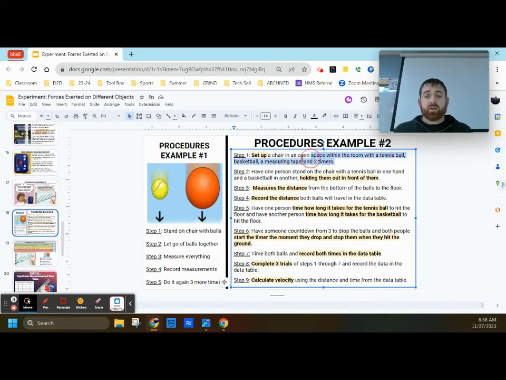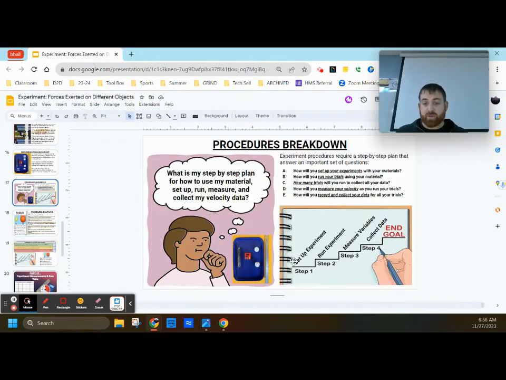Step 1. Set up a chair in an open space within the room with a tennis ball, basketball, measuring tape, and 2 timers. So notice this is the setup portion, step 1, how we're setting it up. Step 2, have one person stand on the chair with the tennis ball in one hand, the basketball in the other, holding them out in front of them. Step 3, measure the distance from the bottom of the ball to the floor. Step 4, record the distance both balls will travel in the data table. So notice here we have the setup, like we talked about.